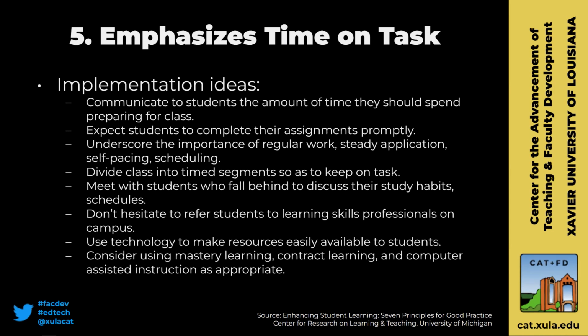Meet with the students who fall behind to discuss their study habits and schedules. And intelligent agents would be great for this because intelligent agents can monitor what's going on and then communicate, send out a communication to the student or give you a report so that you can reach out. Don't hesitate to refer students to learning skills professionals on campus. Use technology to make resources easily available to students. Well, we know one of those technology sources would be the learning management system. So I thought these were some great implementation ideas.